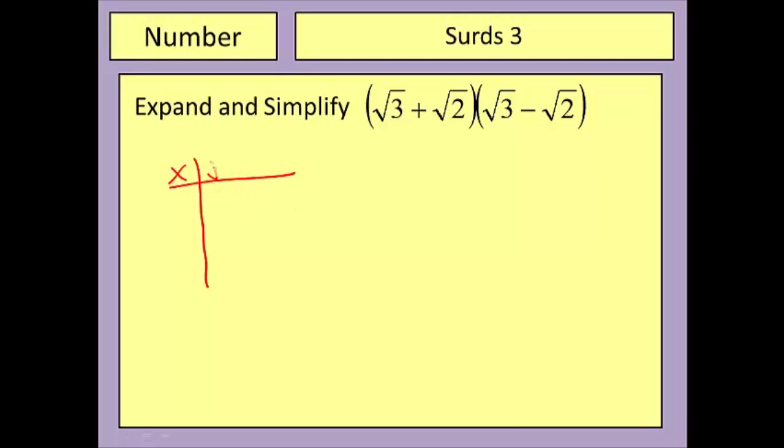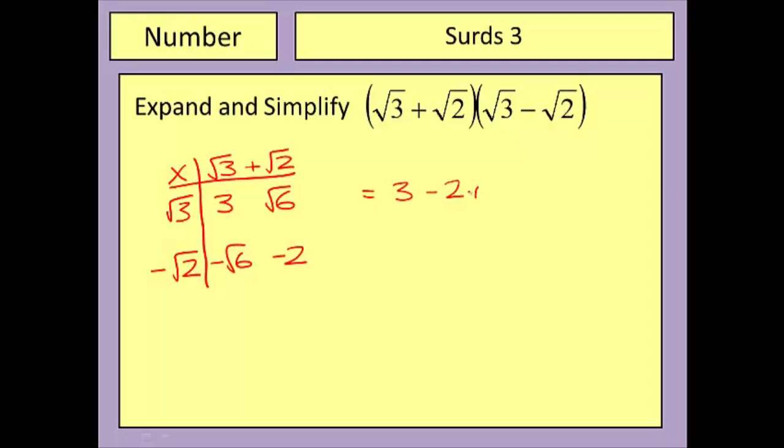So first of all, let's set up our multiplication grid. On the top I'm going to put my first bracket, which is root 3 plus root 2. And down the side I'm going to put my second bracket, which is root 3 minus root 2. Now root 3 times root 3 is just 3. Root 3 times root 2 is root 6. Root 3 times minus root 2 is negative root 6. And negative root 2 times root 2 gives me a negative 2. So these are all of the different parts when I expand that bracket. I get 3, I get a minus 2, I get a plus root 6, a minus root 6.